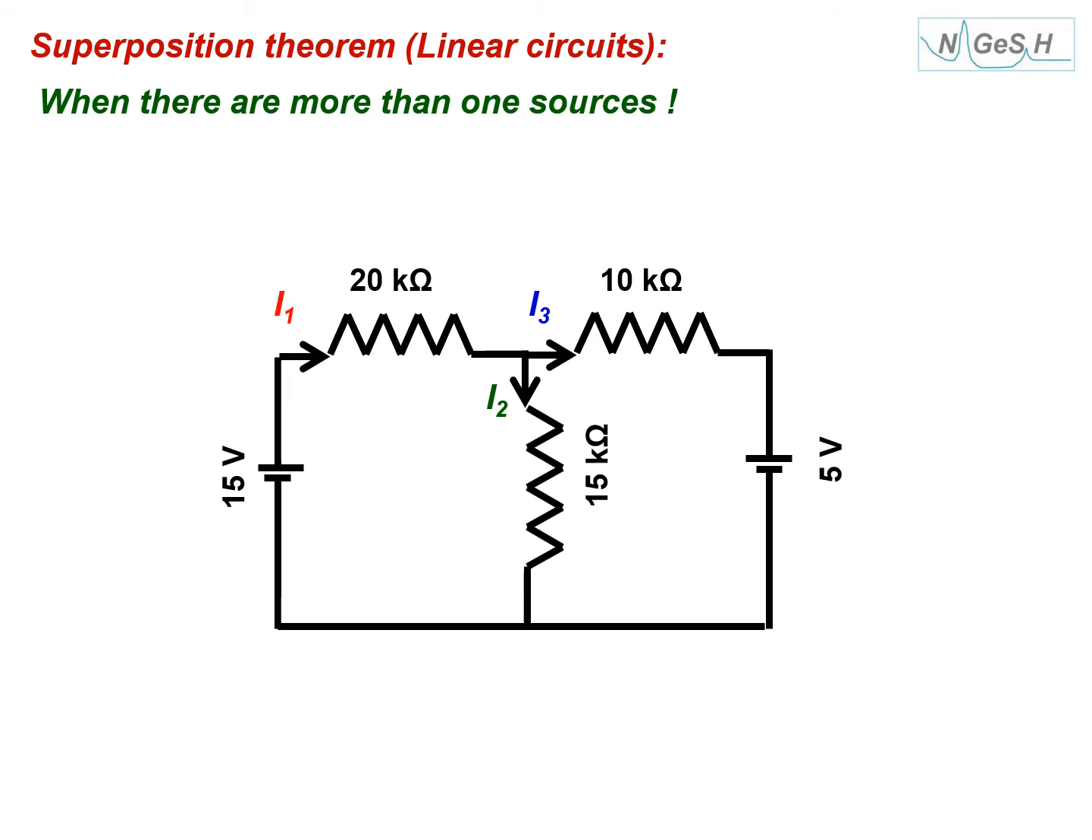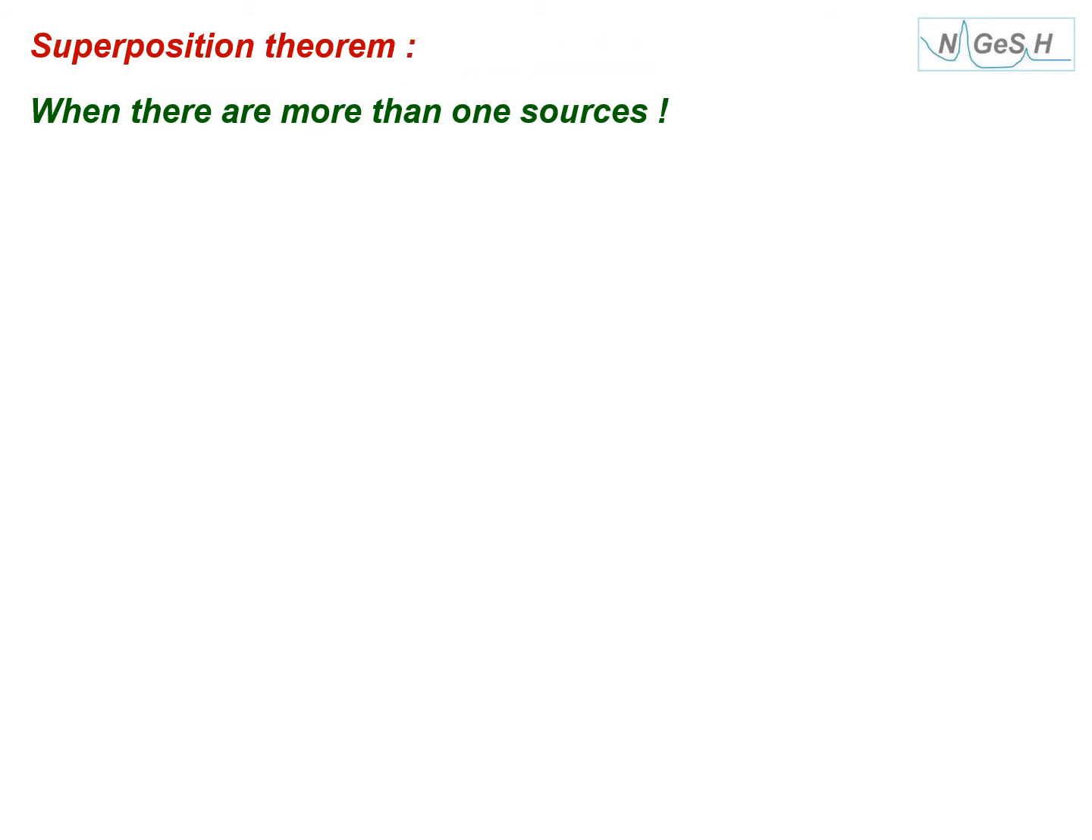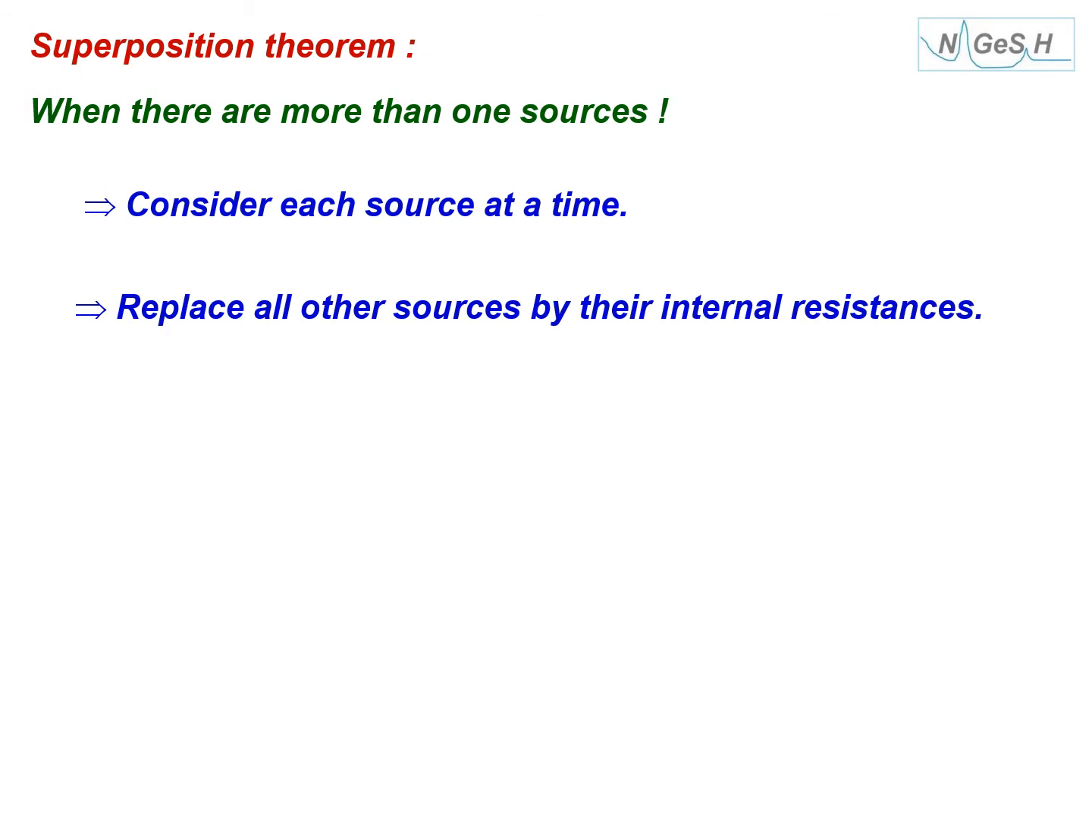This looks very abstract, so I will write some statements in the next slide and then we'll apply it and you will know. First, consider each source at a time separately. Then replace all other sources by their internal resistance. Suppose I have 2 or 3 sources, so I consider one source. What should I do with all other sources? I should replace all other sources by their internal resistances. If internal resistances are not given in a problem, then you assume that they are ideal sources.